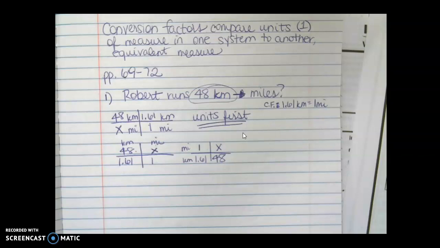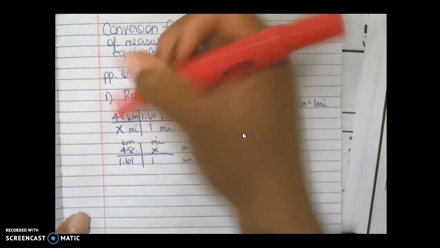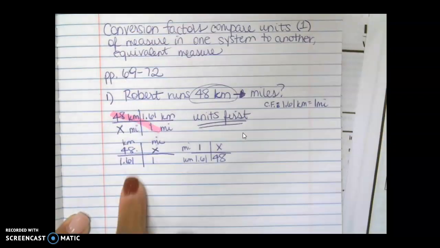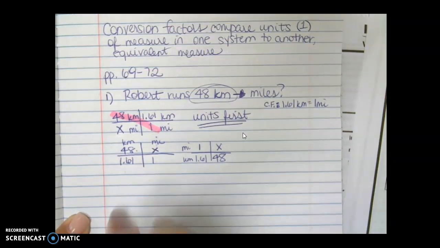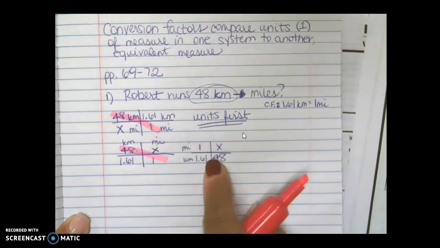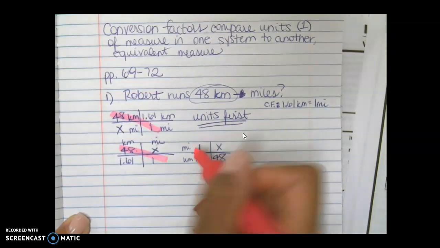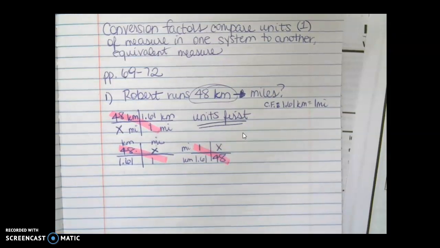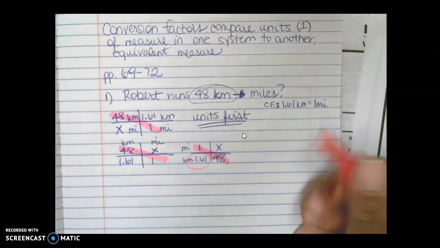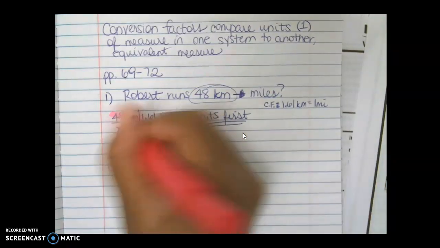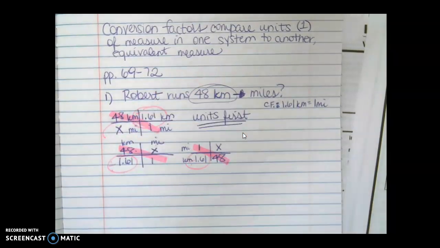Now, who am I cross multiplying and dividing? 1 and 48. That's 48. Am I cross multiplying 1 and 48 each time? Yes. And then I'm going to divide by 1.61.